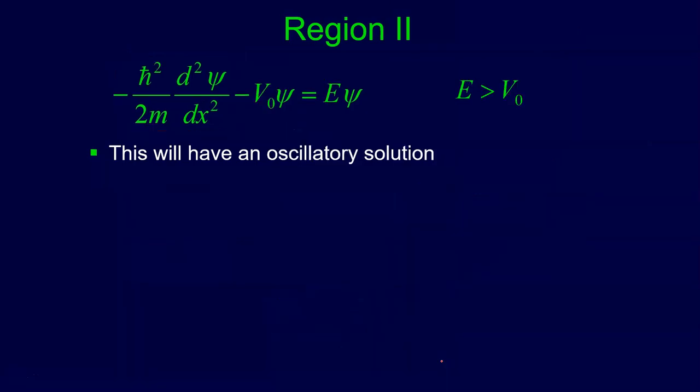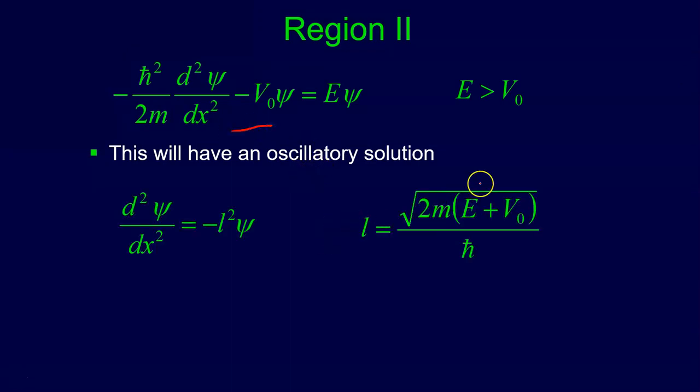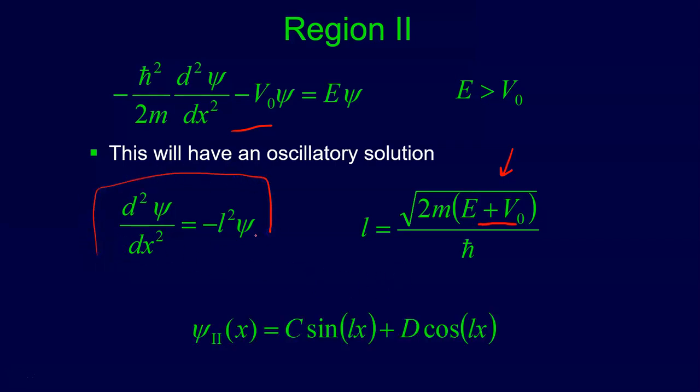For the middle region, we do have a potential. The potential is negative V. So we can swing that over and express the constant, which they call l squared, where this is 2m(E plus V sub 0) over h-bar squared. So we actually have that constant V sub 0 term. Again, this would be the differential equation for an oscillatory solution.